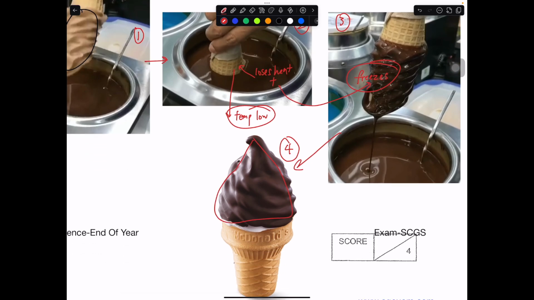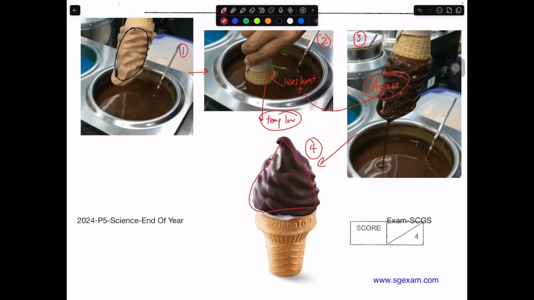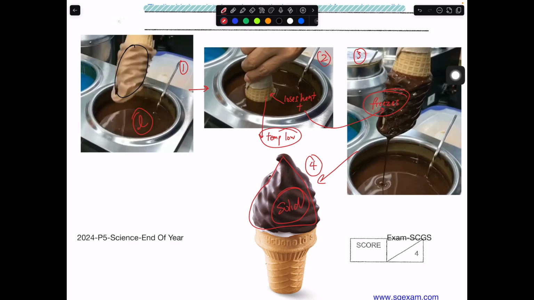In this case, it has already frozen into your solid state. So you can see that at first it's liquid. Because you put the ice cream in, it loses heat, then it freezes, then it becomes a solid. So that's actually how it forms. The main idea is lose heat and freeze. Then it becomes a solid.